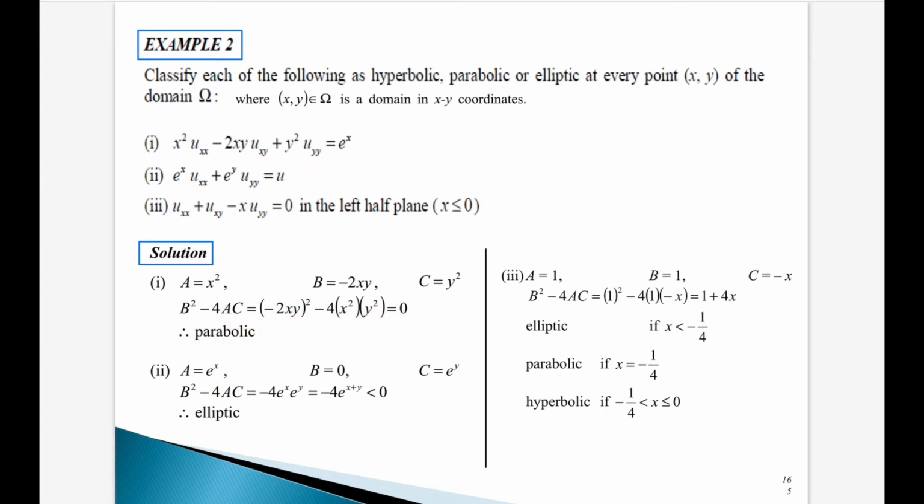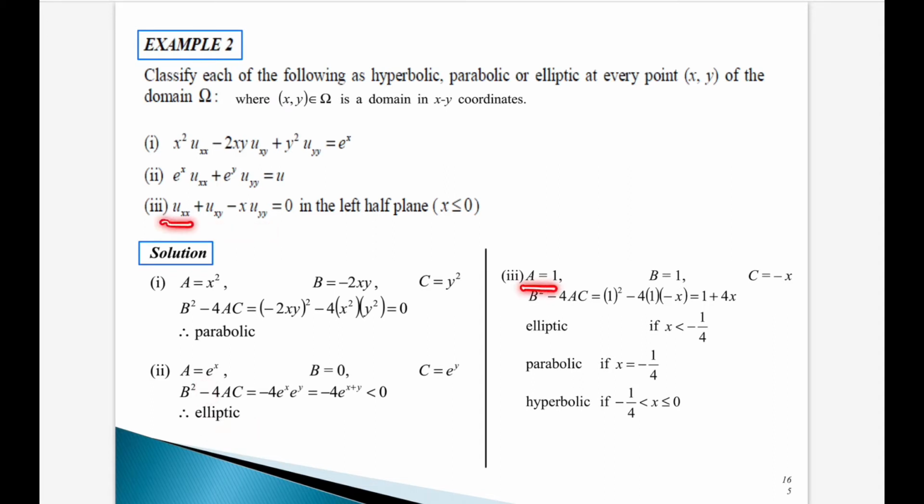Question number 2. A is equal to exponent x. B is equal to 0, since B is the coefficient of UXY and there is no UXY here. C is equal to exponent y. So substitute into this equation and simplify. Then you get -4 exponent x plus y, which is less than 0. So it is elliptic.